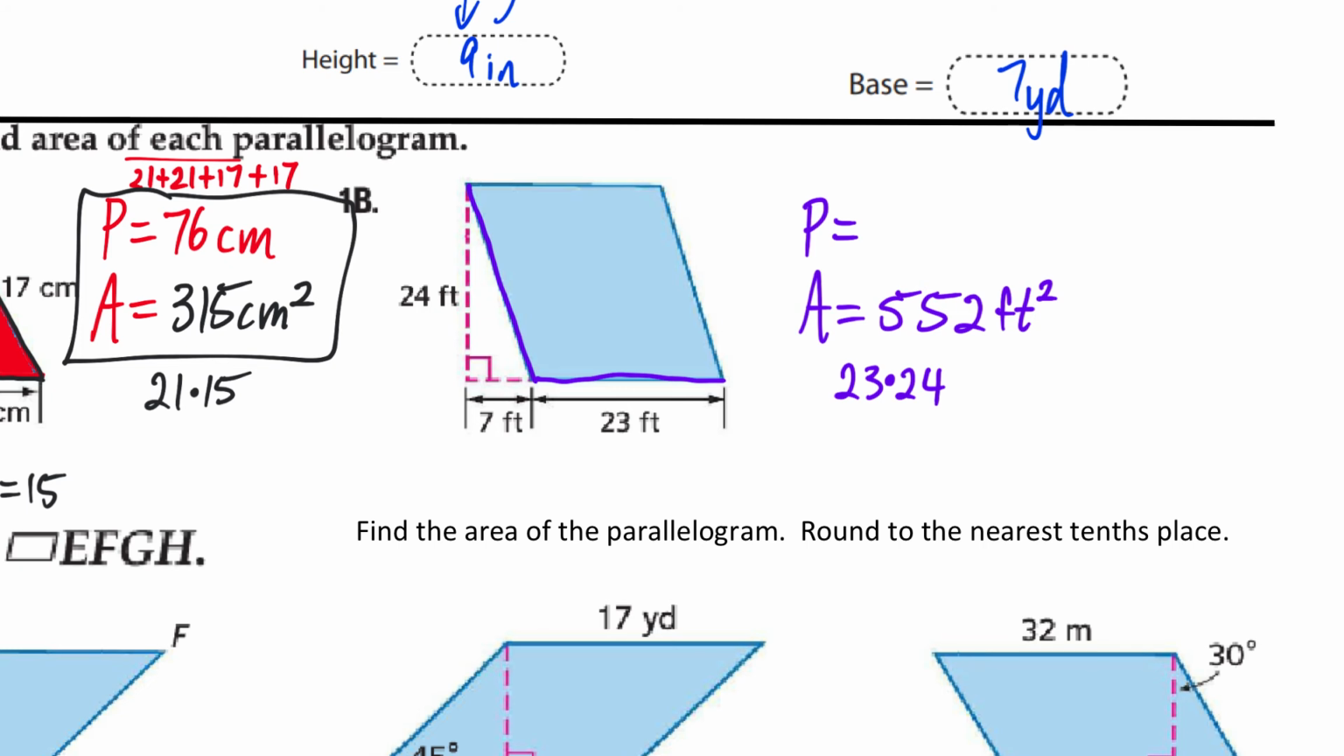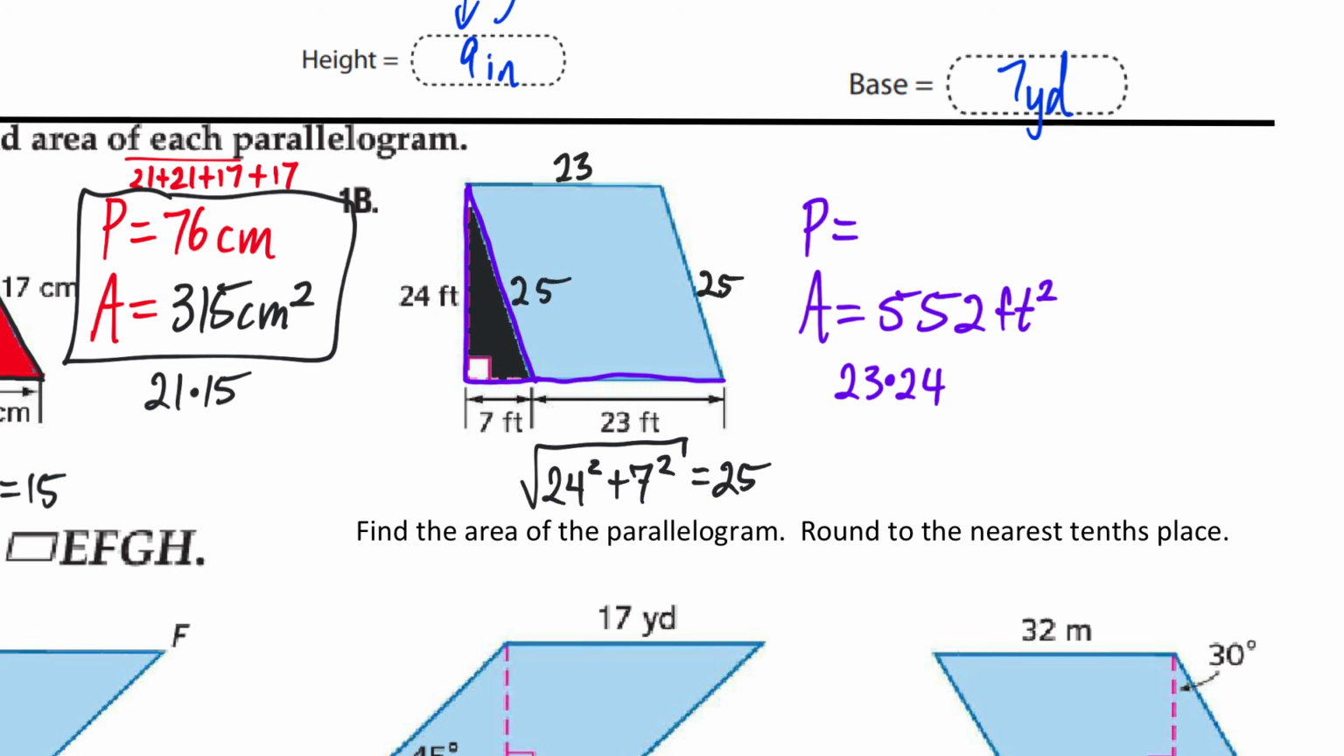552 square feet. So we already got the area done, but for the perimeter, I need to know how long this side is right here. So right here, I've got this right triangle. Now this time, I'm looking for the hypotenuse, so I will be adding. So it's going to look like this: 24 squared plus 7 squared, square rooted. That gives you 25. Which means this is 25. If that's 23 down here, this is 23. So for the perimeter, I'm going to add 23, 25, 23, and 25.